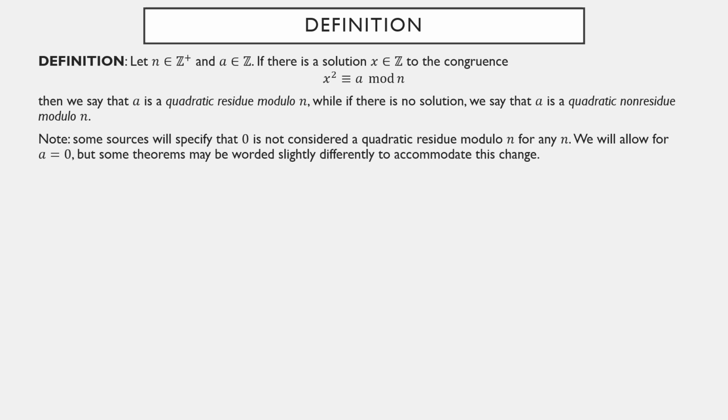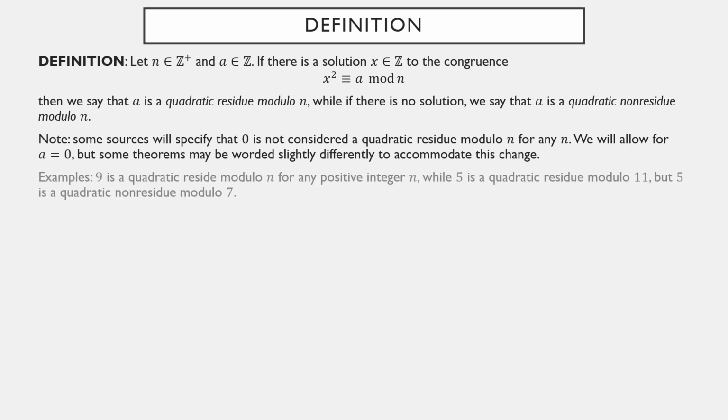Other sources may specify that a equals 0 is simply not allowed if you're trying to determine quadratic residues mod n. The only thing that really changes is, when we phrase certain theorems, we may specifically say non-zero quadratic residues to rule out the case of 0. Other books that throw that out at the beginning can just say quadratic residues because they've already gotten rid of 0. It's not generally the biggest issue.